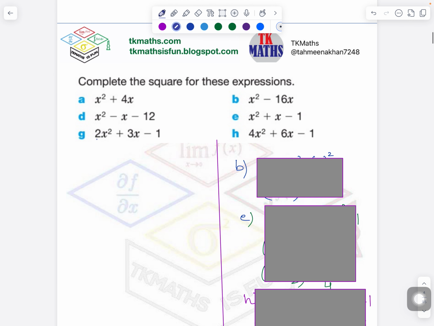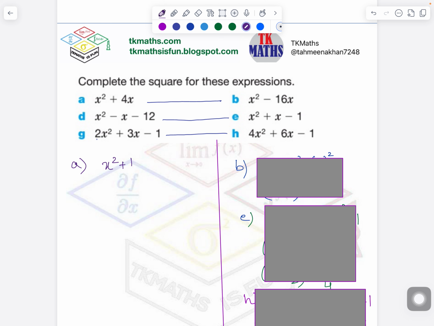Now let's do these 6 questions. 3 questions I will do here, and parallel to it the other 3 I have solved for you. You can pause the video and check your answer with my solution. I'm starting with A, then I will show the solution of B, because they are similar type. That's why I will do A, D, G, and I have already solved B, E, H. So let's start with part A.